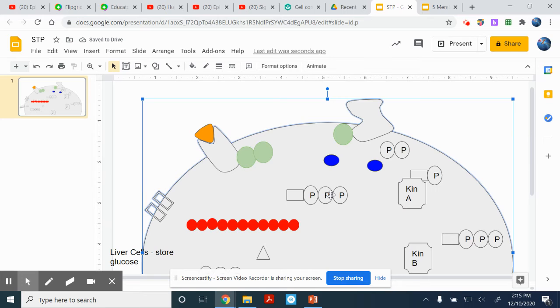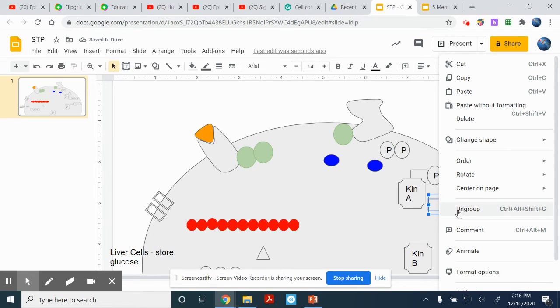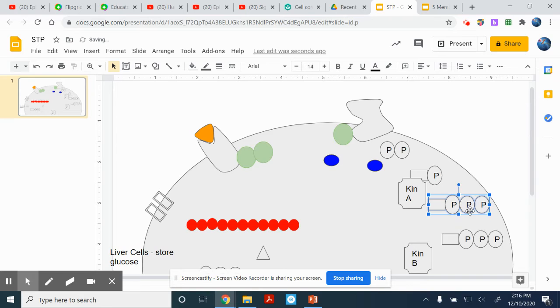Cyclic AMP also then transfers a phosphate from an ATP in the cytoplasm. There's millions of them. Notice I'm going to ungroup those to show you what happens next. So it takes off a phosphate from ATP and places it on that kinase. Now, this kinase is active. And this kinase has had a shape change when that phosphate group was bound to it.